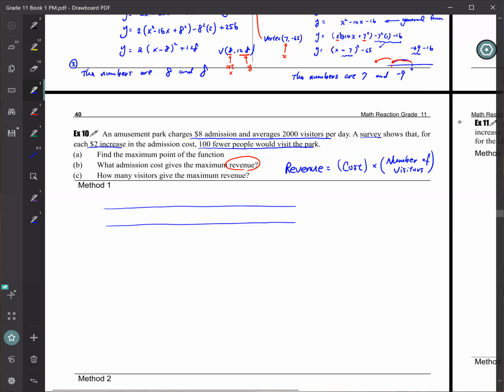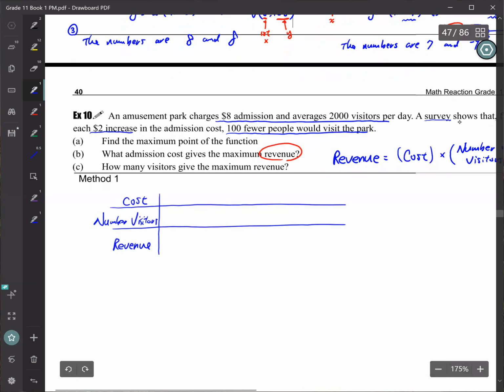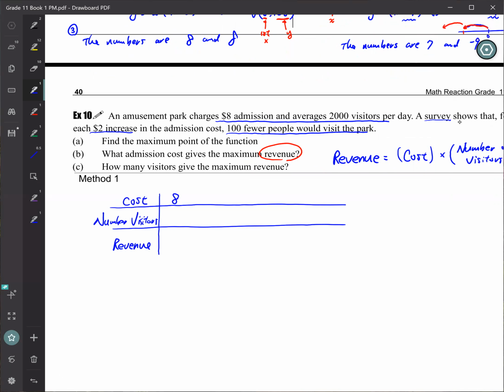So let's say we have the cost of the ticket, okay? And then we have number of visitors. And then the last one is the revenue. So let's say we start with $8. $8 for the ticket, then you get 2,000 people come to the park. Then you can make a revenue, right? You multiply them, you get 16,000.